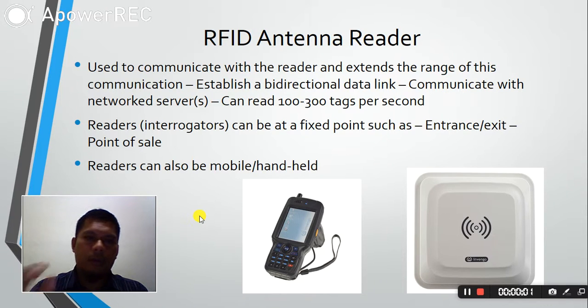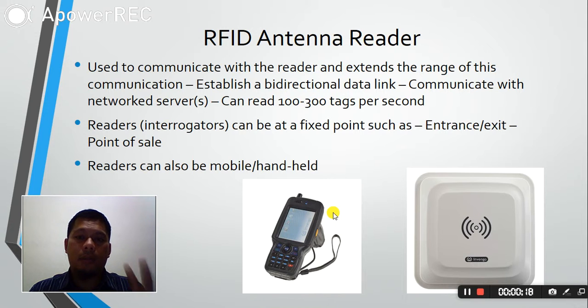Okay, sorry. So we're going to repeat again on the RFID antenna. Normally they have two types. The first one is the fixed one, as you can see on the right, and the one on the left is the handheld one, which is mobile.